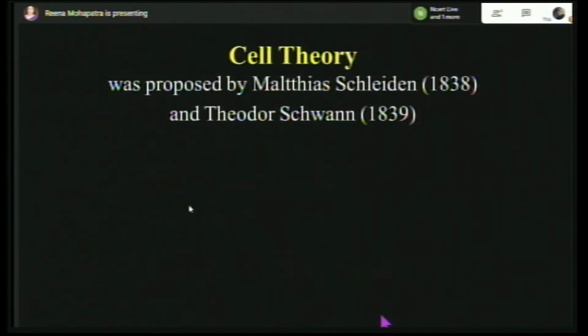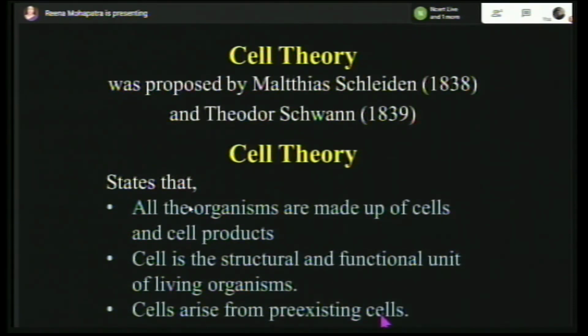In 1838, Matthias Schleiden and in 1839, Theodor Schwann, two of them, Schleiden had observed plant materials and Schwann had observed animal materials, but in two different parts of the world. And at that time, some communication was possible, and then they gave their views separately. From their views, gradually their findings were collected and then a theory was formed, which is called the cell theory.